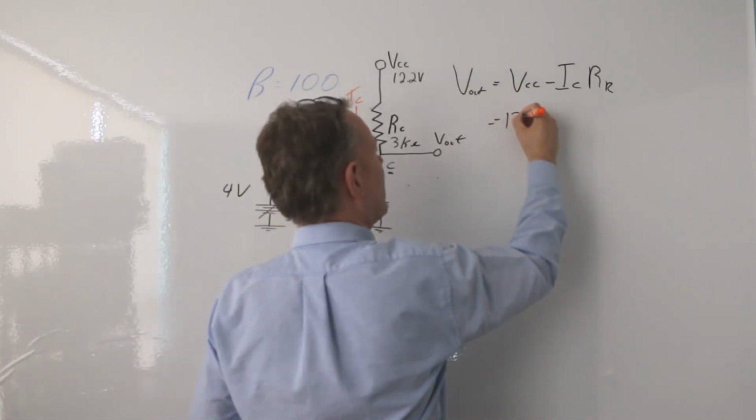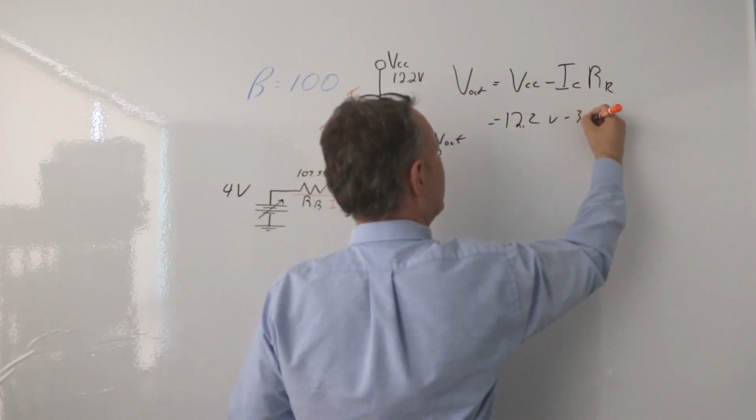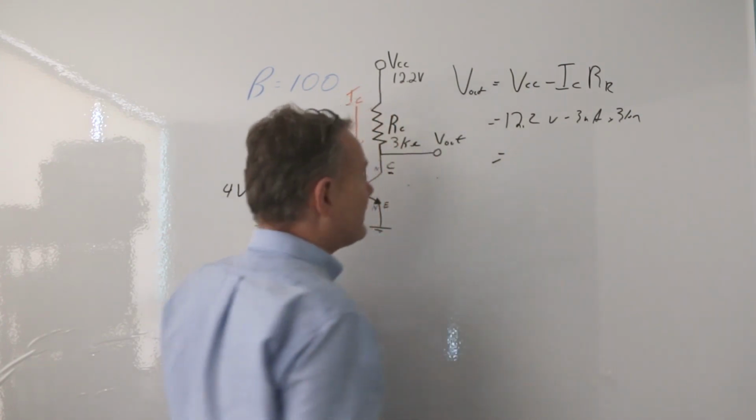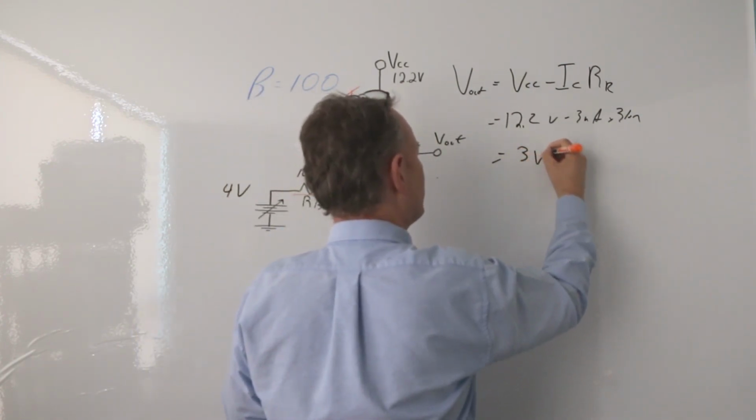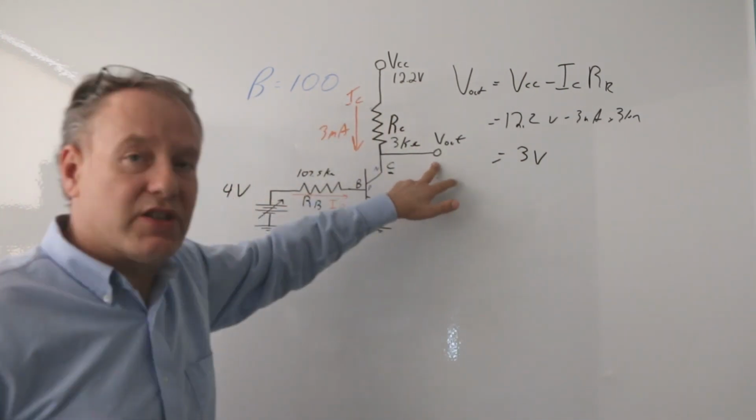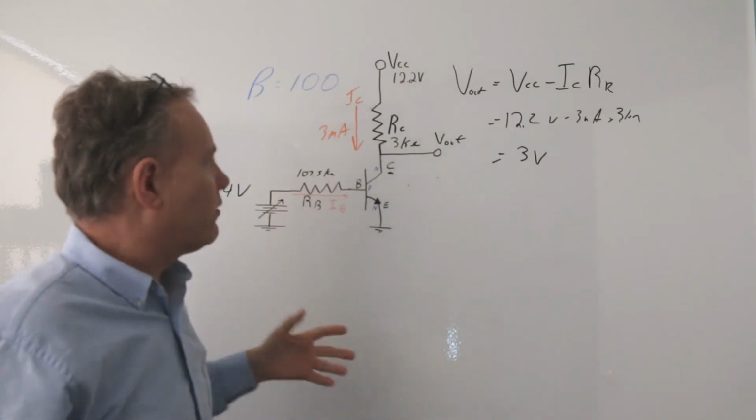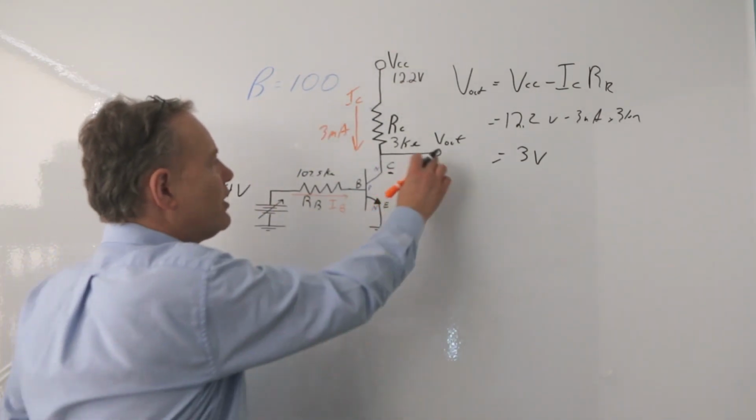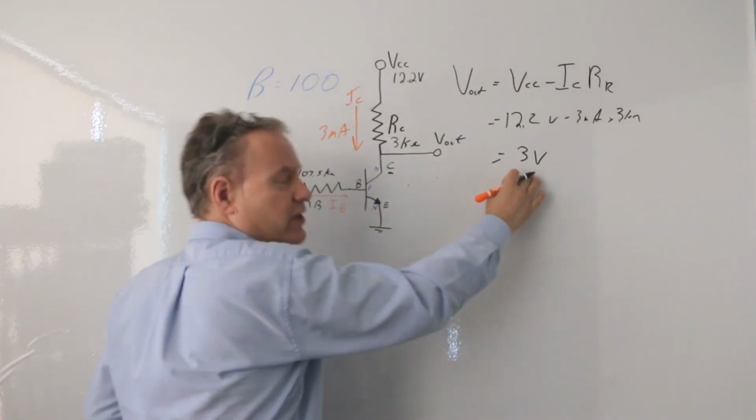Here we go. 12.2 volts minus 3 milliamps times 3 kilo ohms. And in that case, my voltage is going to be, again, 3 volts. So my Vout is 3 volts. Now, the current going through here is lower, and that's fine. That's not my load. I don't really care about the current going through there. I want to know what my voltage out here is. So actually, if I put 4 volts in here, I get 3 volts out here.